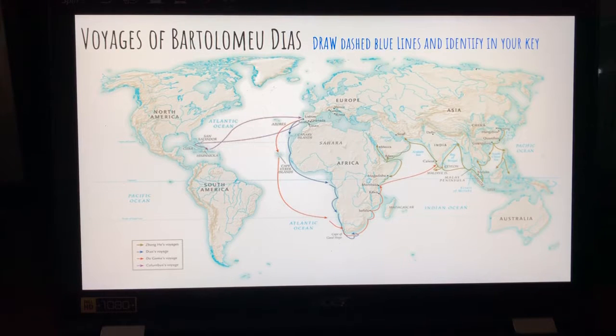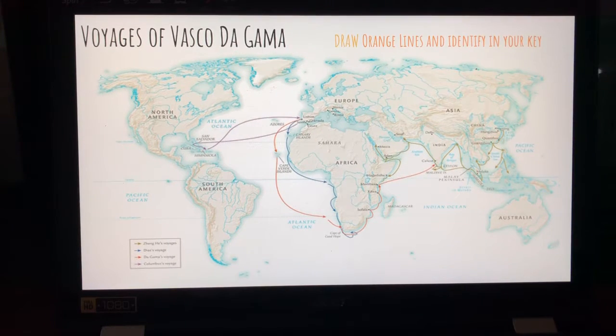The next thing we're going to do in our map is we're going to draw the dashed blue lines to symbolize and identify the voyage of Bartholomew Diaz. So we see Bartholomew Diaz take off from Portugal, go around Africa, and get to the Cape of Good Hope, and then he turns back. So we're going to do dashed lines.